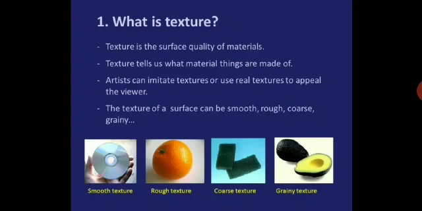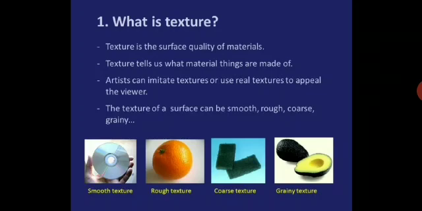So let us see under appearance. What is texture? First of all, texture is a surface quality of materials. That means by touching the material, you come to know it's rough, smooth, coarse, all those properties of the material you come to know. So because of that, under appearance we are going to learn texture. So texture tells us what material things are made up of.